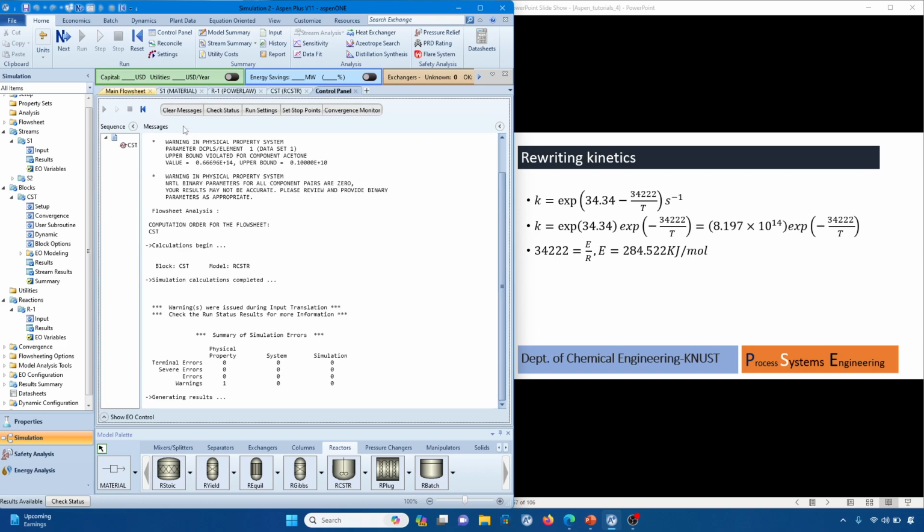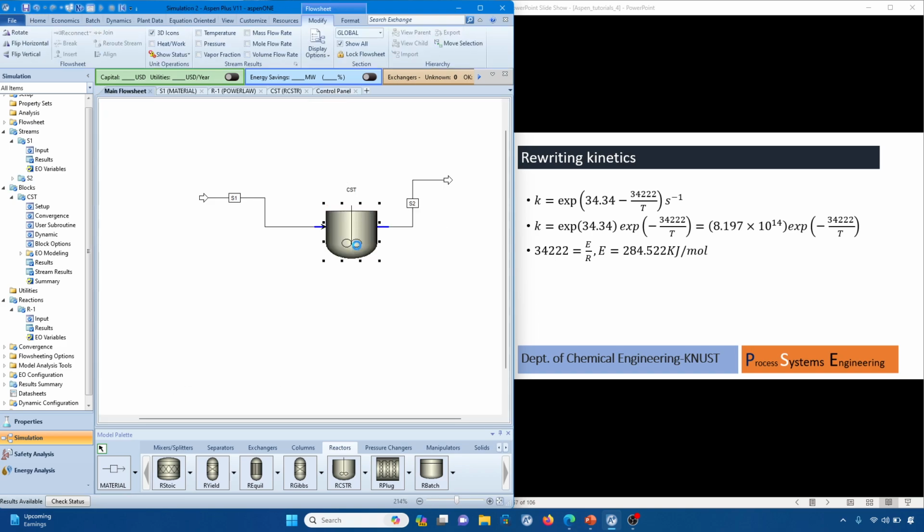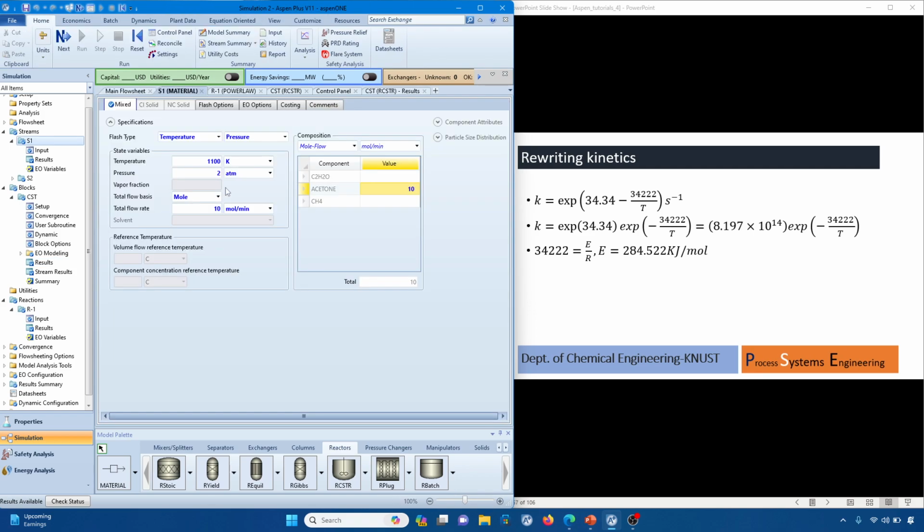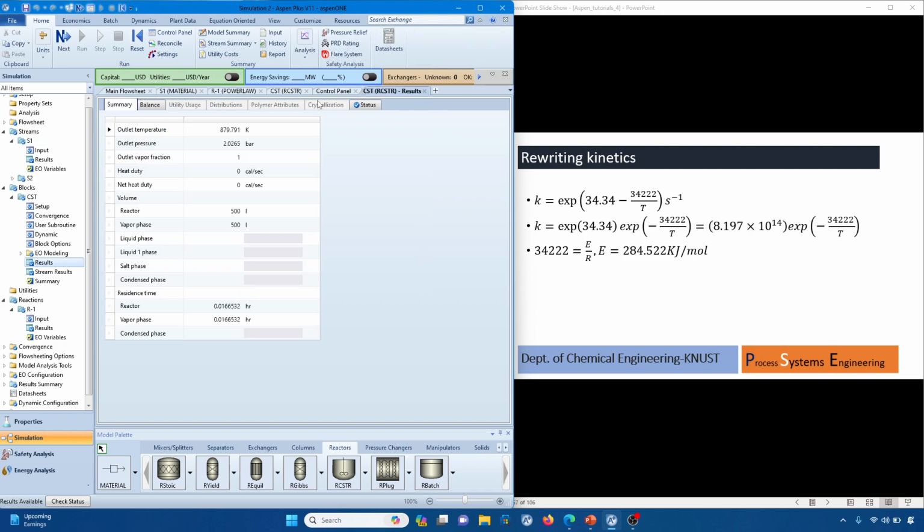Good. We have results. And go to the block results and see. Remember, the temperature at which we fed our material was 1100 Kelvin, and the outlet temperature for the reactor is 879. Meaning we have lost some heat to the reaction due to the endothermic nature of the reaction.